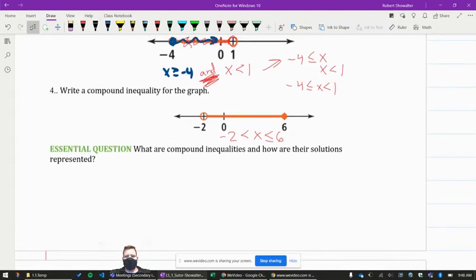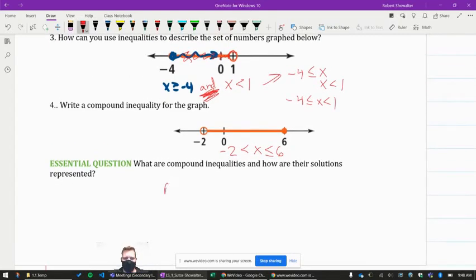Compound inequalities are more than one inequality put together.